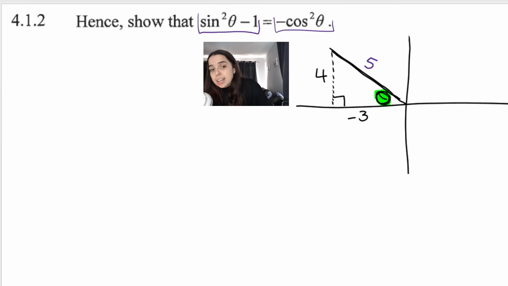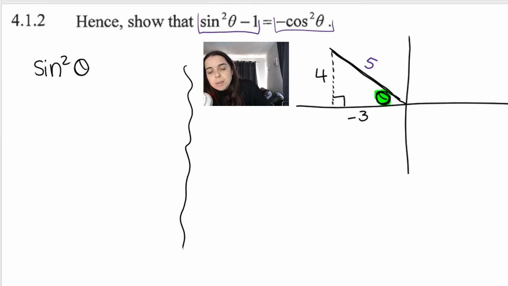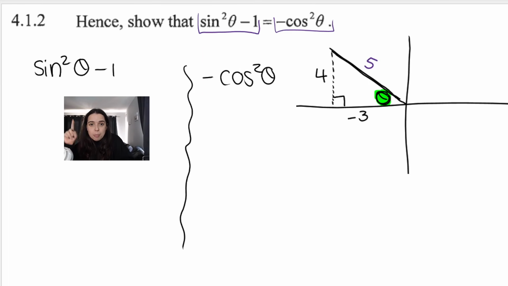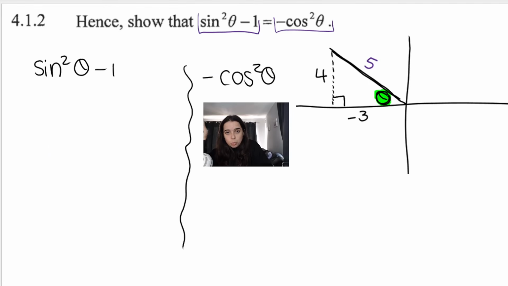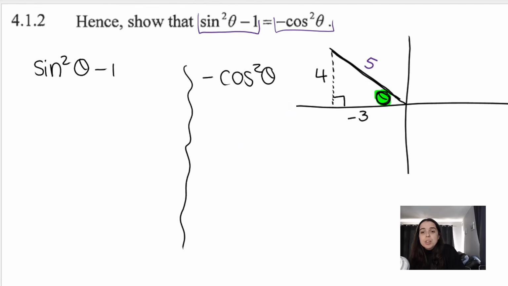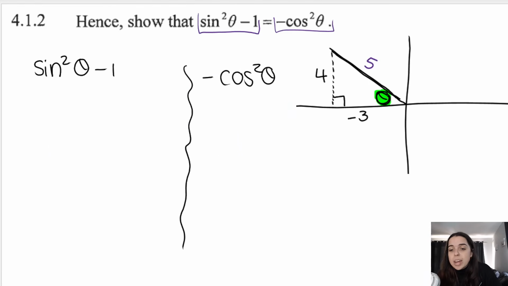So if I break it down, I'm going to do a little squiggle line like this. If I break it down and I work out what sine squared theta minus 1 is equal to by using the diagram, and then what negative cos squared theta is equal to using the diagram, if those two sides are equal, then I've shown that that equation is true. So I'm going to use the diagram to work this out, and then show that they're the same. So how would you do sine squared theta?